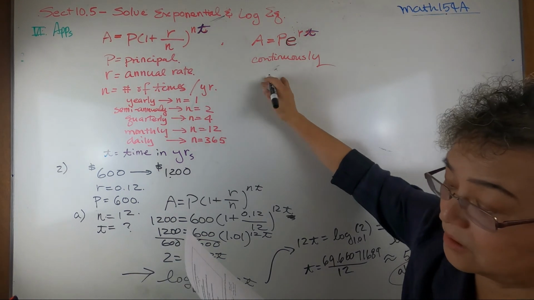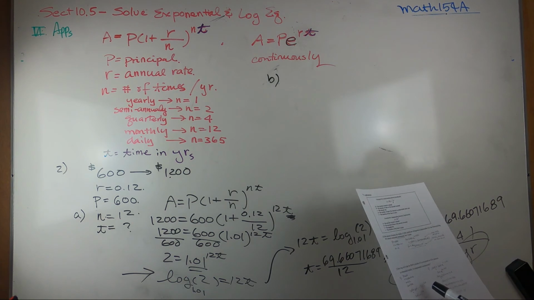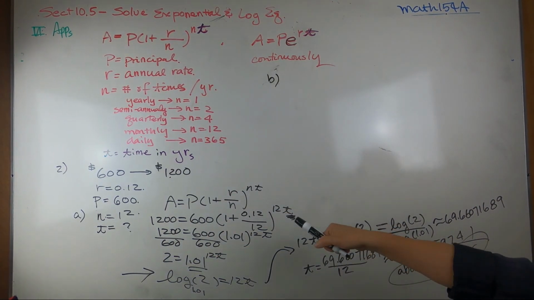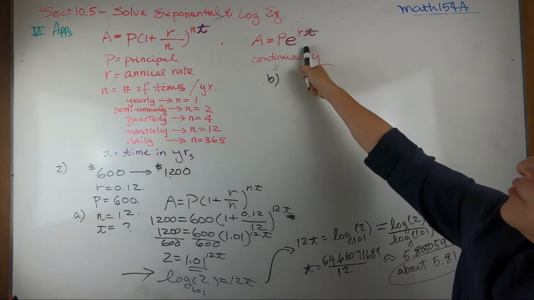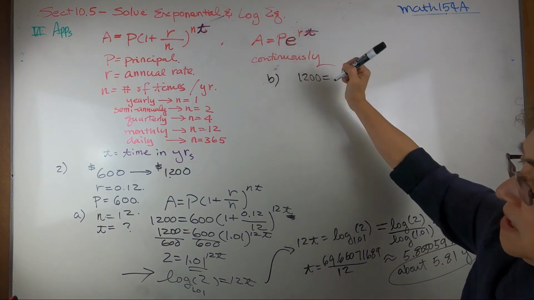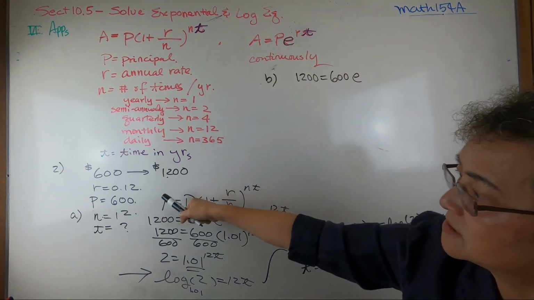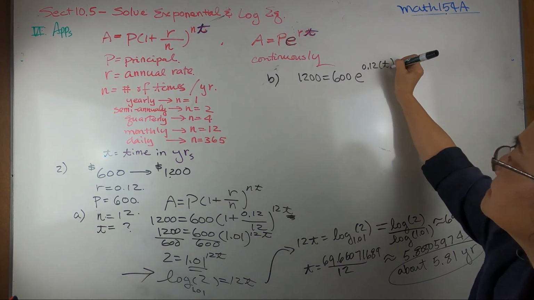Okay, we have another one. Here, same page, 42. If we compound continuously, how long does it take the money to double? Okay, then you will use this formula. A is what? 1,200. P is what? 600. e, the rate is still the same. r is what? 0.12. You want to find the t.